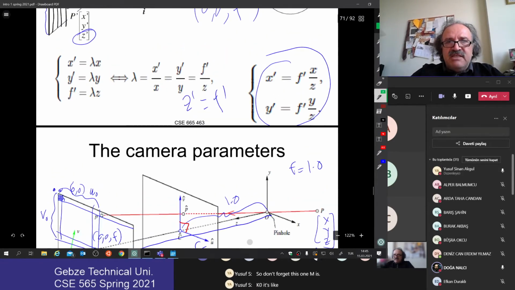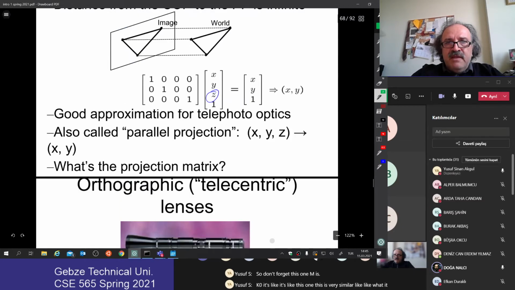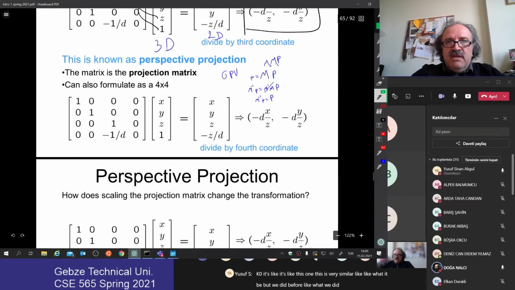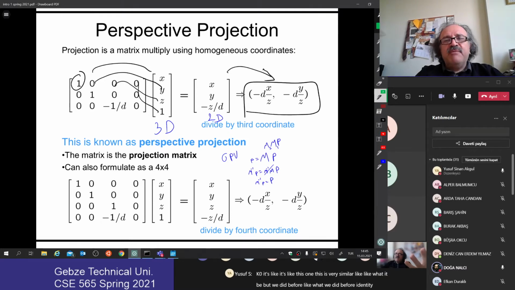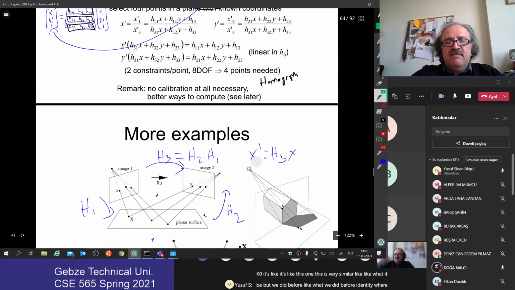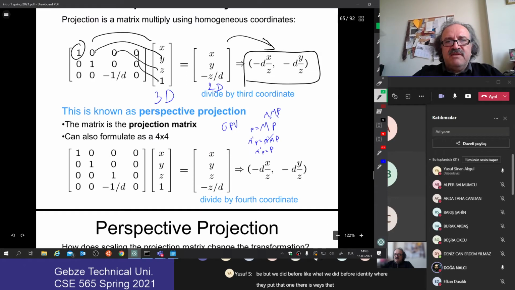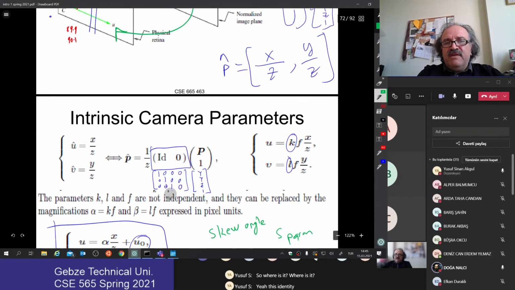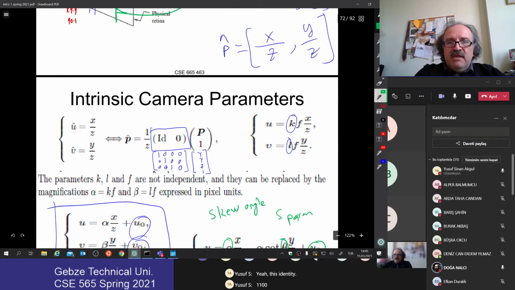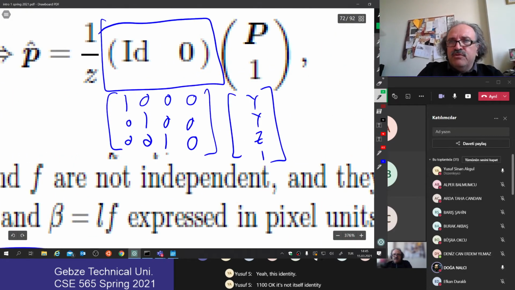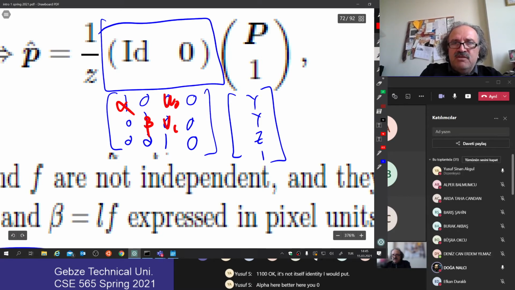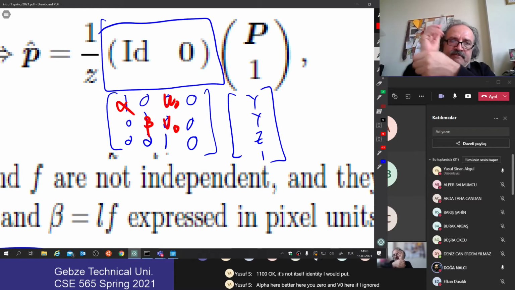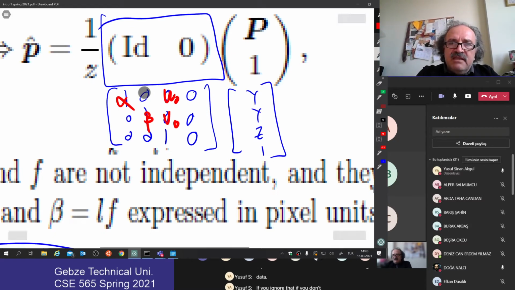This is very similar to what we did before, the identity, 1, 1, 0, 0. Now instead of identity, I would put alpha here, beta here, U0 and V0 here, if I ignore the theta. If you don't ignore the theta, this one and this one change too.